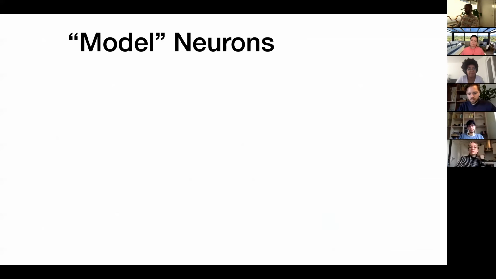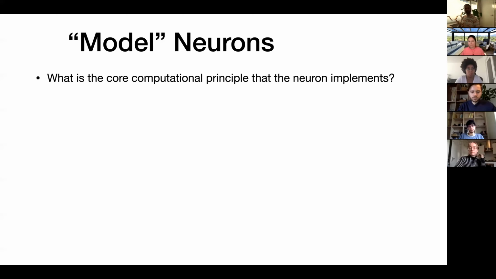And so all of this is beautiful, but how can we start to see what the basic computational principle is that the neuron implements? And if you go into how people have done this in the past, people have focused on this basic element of the input-output transform that the neurons implement.